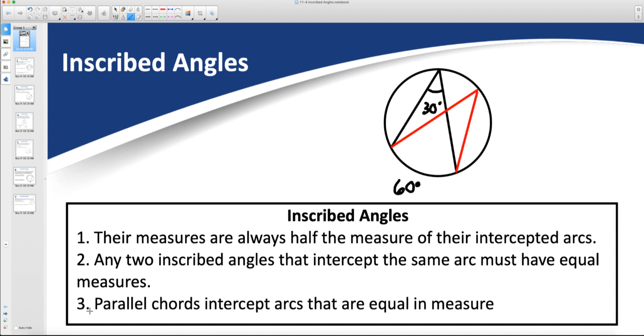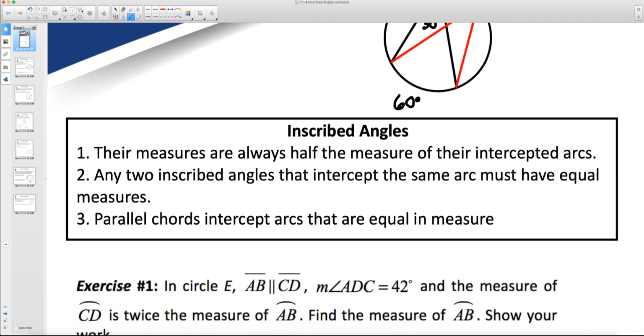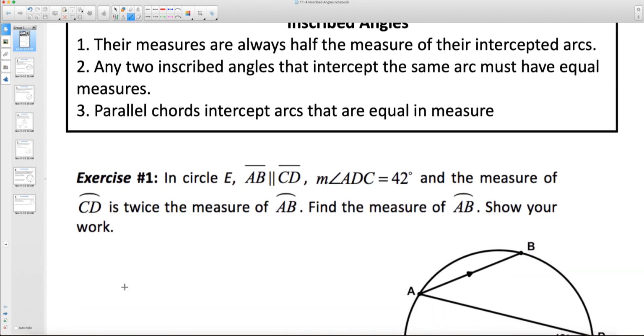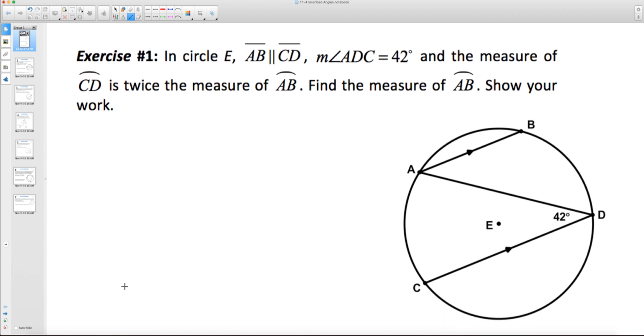And then this other thing we're going to talk about today, this is the third thing we'll look at. Parallel chords intercept arcs that are equal in measure. I think that'll make more sense when we look at an example. It actually comes up in our very first example. They tell us AB and CD are parallel. So we know those two segments, AB and CD, are parallel.